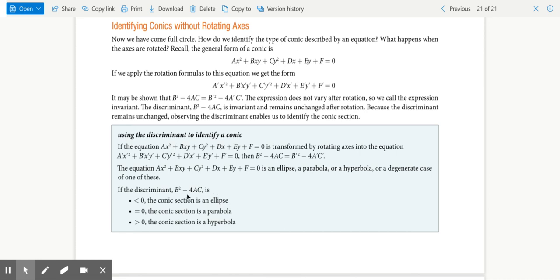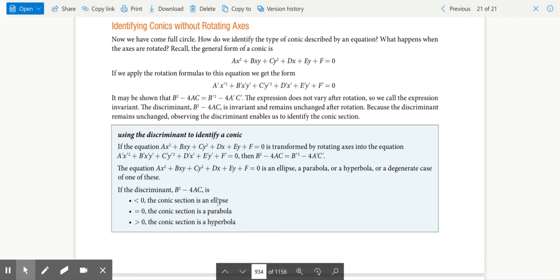So b squared minus 4ac, if that's negative, then you have an ellipse. Or if a and c are equal, then it's a circle. Maybe. Never mind, because that one example wasn't a circle. So maybe you can't tell the difference between a circle and an ellipse, but you can narrow things down. If you get 0 when you do the discriminant, you have a parabola. If you get a positive number, then you have a hyperbola. So negative, ellipse, or circle. Remember that a circle is just a special case of an ellipse, right?